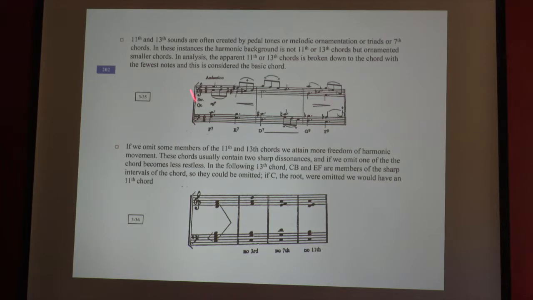11ths and 13ths are often created by pedal tones, or melodic ornamentation, or triads or 7th chords. That means adding ornamentation to existing chords. His point here is that the harmonic background is really not 11th and 13th chords per se, but really ornamented smaller chords. In this analysis, the apparent 11th or 13th chord is broken down to the chord with the fewest notes, and this is considered the basic chord.